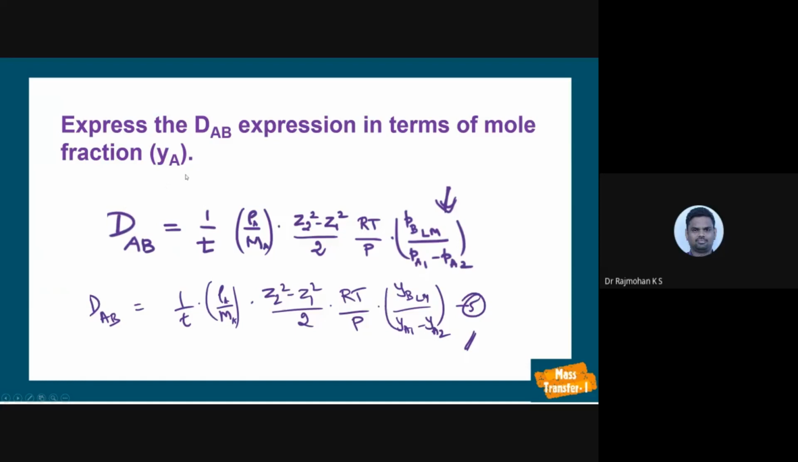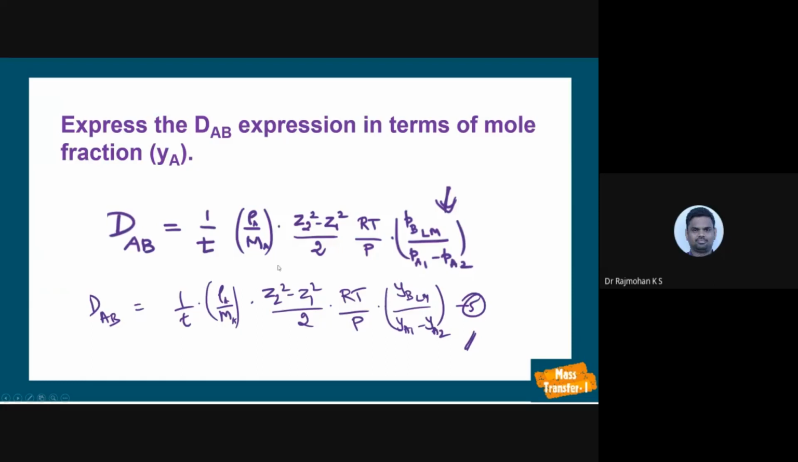Sometimes DAB will be given. We have to determine the time, or if time and change in level are given, we will be able to determine diffusivity. Sometimes diffusivity will be given and you will be asked what will be the time taken for the level to change from Z1 to Z2. In that case we have to rearrange this equation to write t: take t to the left hand side and DAB to the right hand side. You then have an expression to determine the time required for level change.